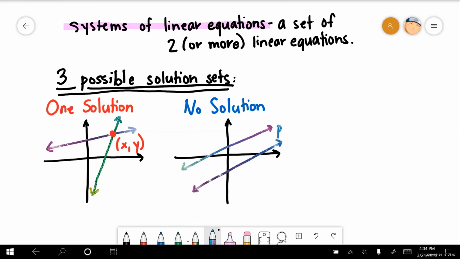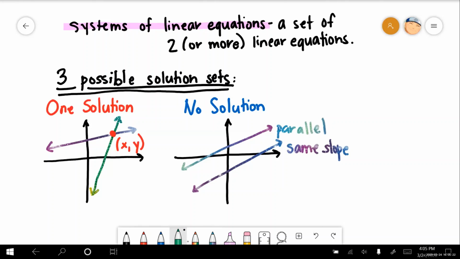We had a name for this in class. We called these parallel lines, and they had the same slope. Okay, and when this happens, they never cross again, so they have no solution. There's never a time where there will be a point that satisfies both lines at the same time, okay?